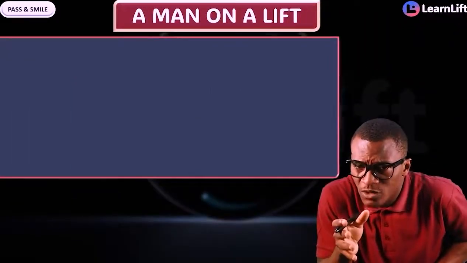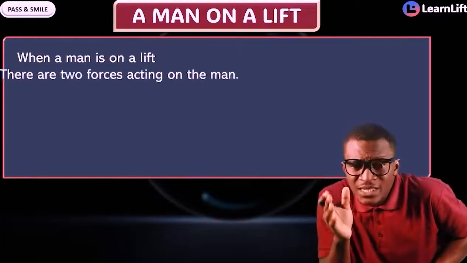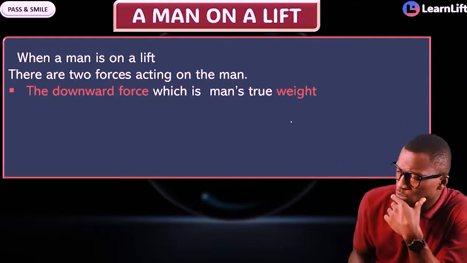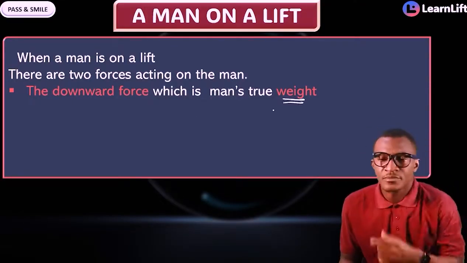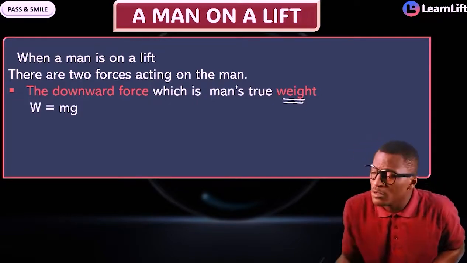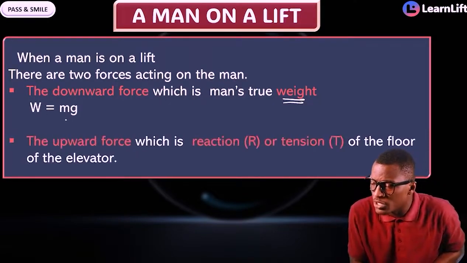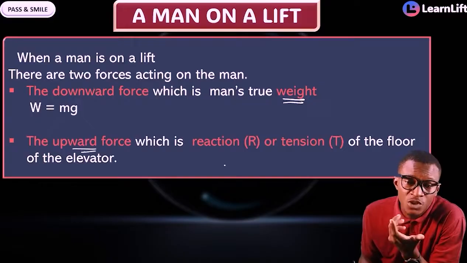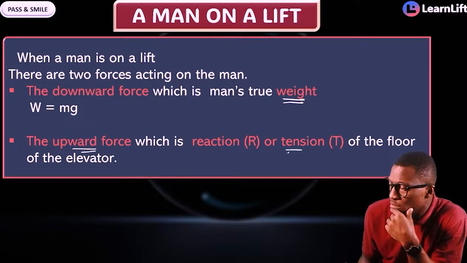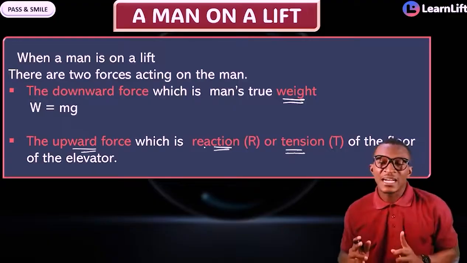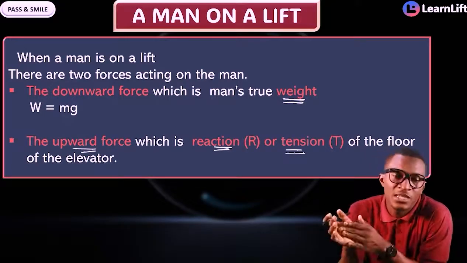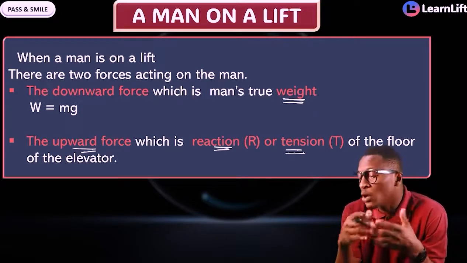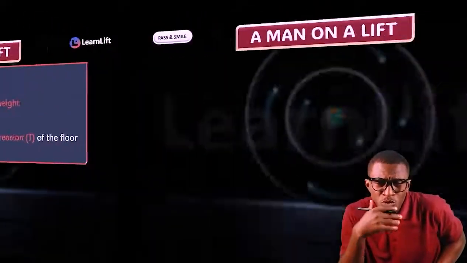Let's explain just what we have discussed. We said that when a man is on the lift, there are two forces acting on the man. The first force is what we call the downward force, which is the man's true weight, and the weight is given as W is equal to mg. And number two is what we call the upward force, which is called the reaction, and it is simply the tension. Either you say reaction or you call it tension, and it is acting upward. So what are the two forces acting on the man? We said the man's true weight, which is the downward force, and the upward force, which is called the reaction. Do you understand that?